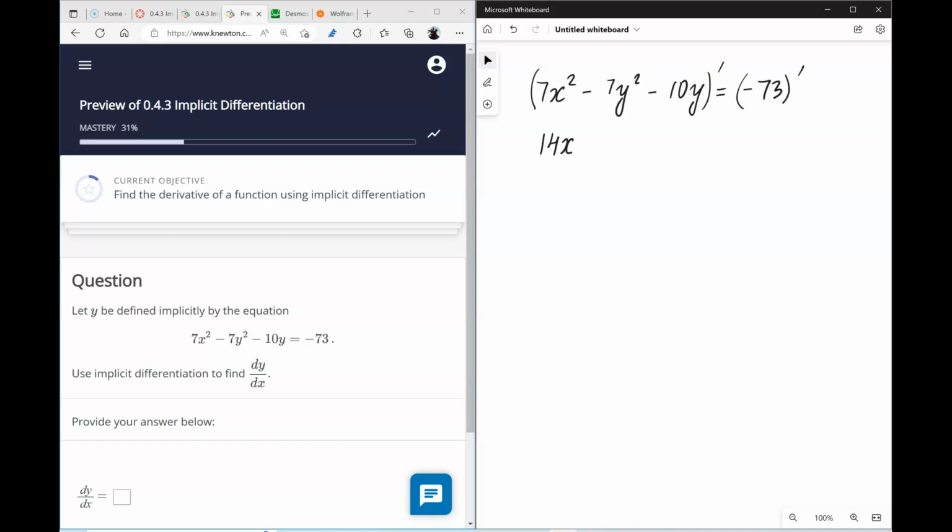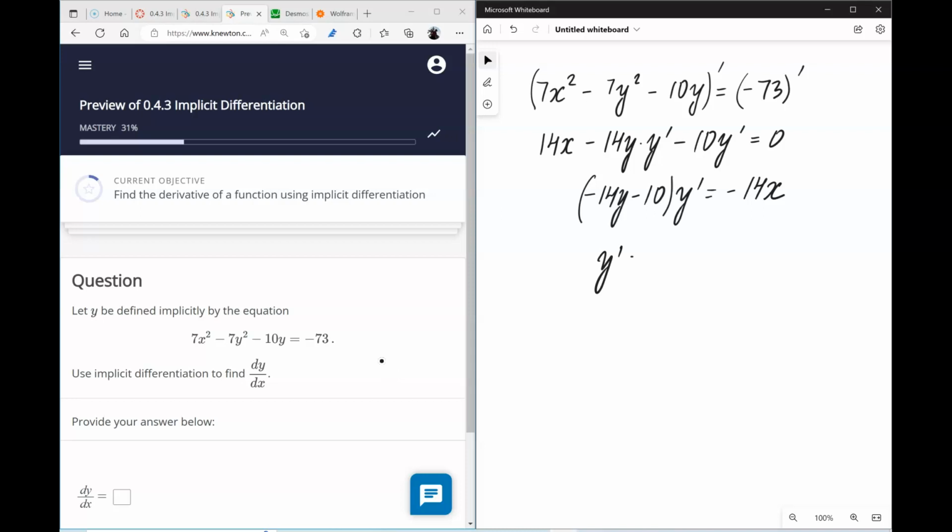Here we have 14x, 14y, but this is a function, so it's times y prime. Minus 10y prime is equal to 0. Again, everything that has y prime stays here, and we take out y prime. Everything that doesn't have y prime moves to the right side, and then we isolate y prime by dividing everything by its coefficient. And here we can of course reduce it by a factor of -2, so 7x over 7y plus 5.